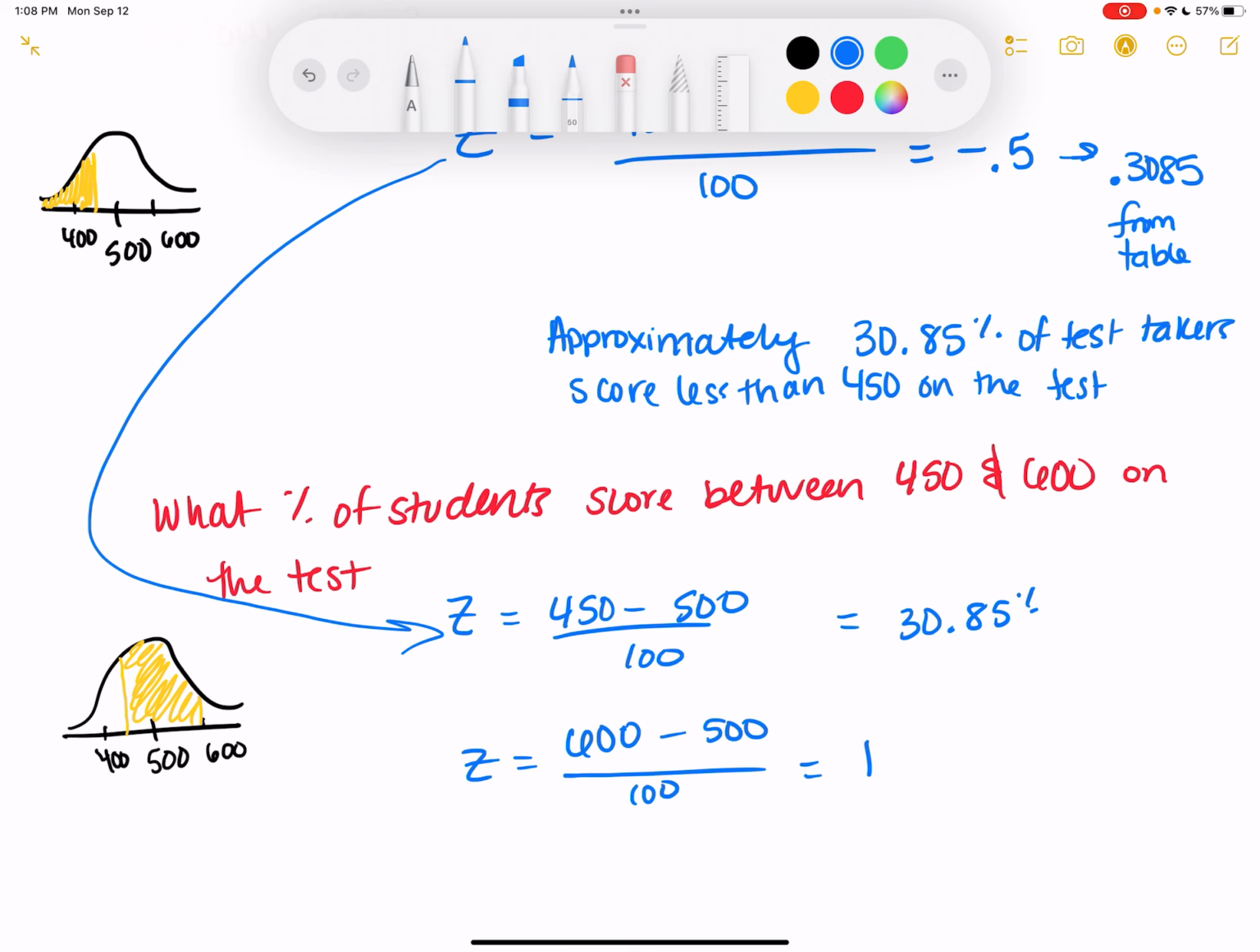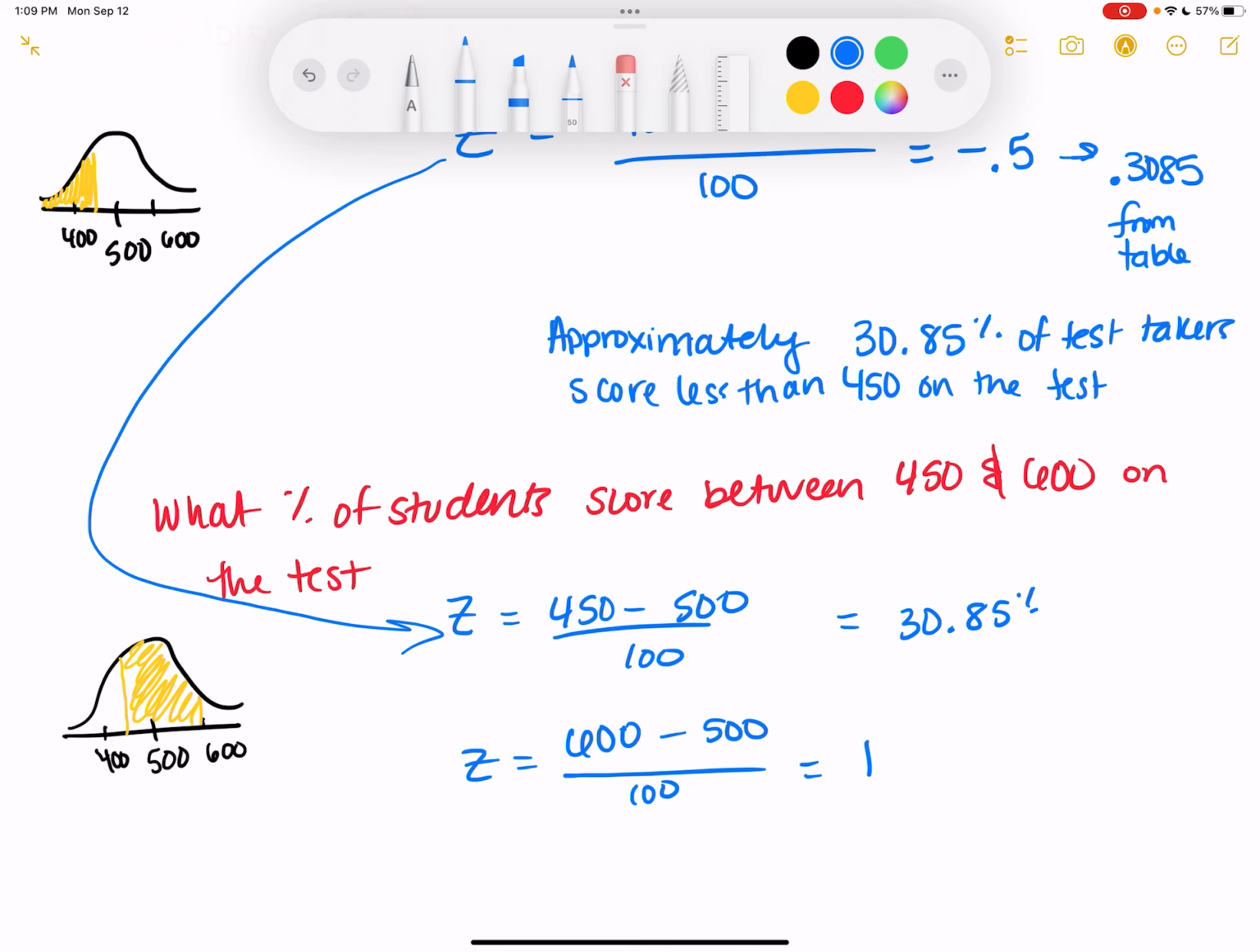So this time we have 1. It's not on here, but there should be a positive one as well. It's over on the next page. So this time we're looking for the 1 row. So 1's here, and then we need the 0.00 column, right? Because it's just 1. So we need this. It's the 0.8413 that we're looking for here.